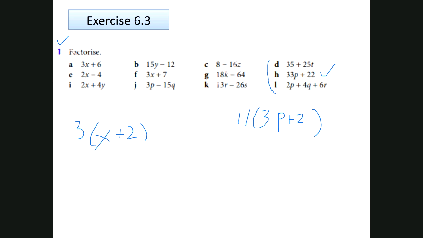Now come to the I part. Okay, you have 1 minute. After 1 minute, I will ask you 2p plus 4q plus 6r. Who will tell me what is the HCF among 2, 4, and 6? 2. Yes, Mogi, very good. So when I divide by 2, 2p divided by 2, p will remain. 4q divided by 2 will be 2q. 6r divided by 2 is 3r.